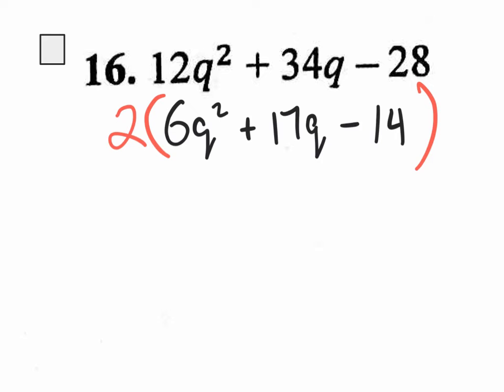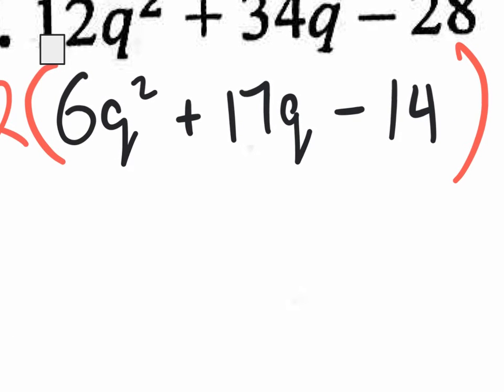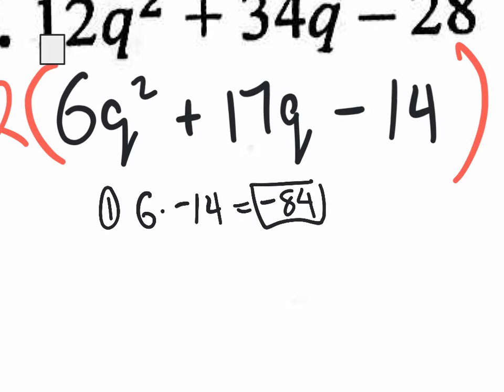And now, the good thing about pulling out the GCF is now you could zoom in and focus in on that inside quadratic trinomial. And now you could apply the steps. So on the inside, step 1, a times c, that's 6 times negative 14. We're going to end up with negative 84. And we think of the multiples of negative 84, that's step 2.